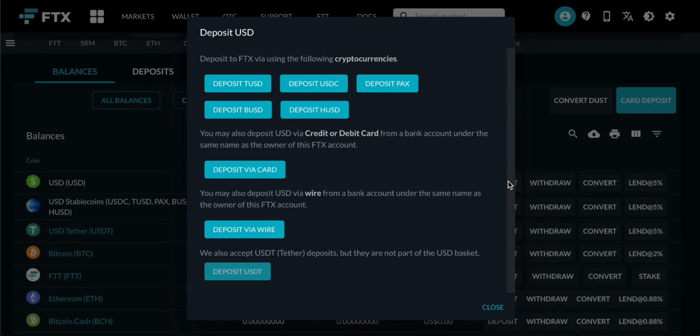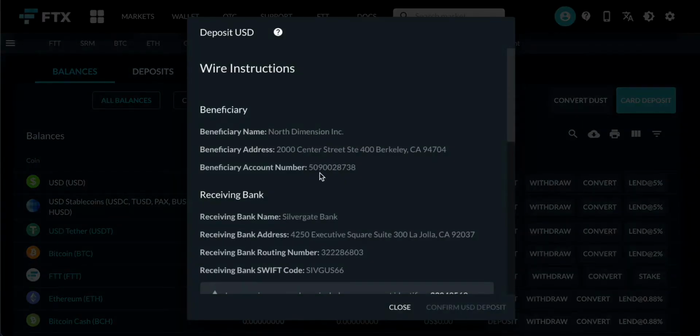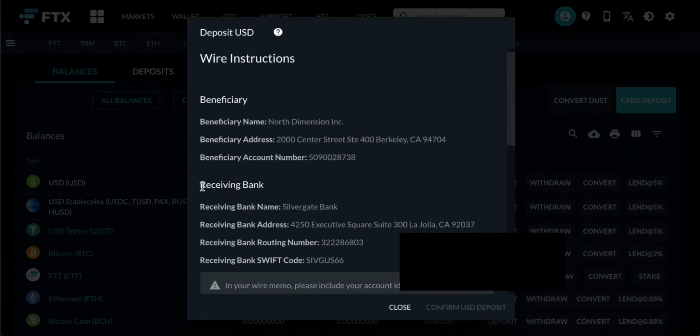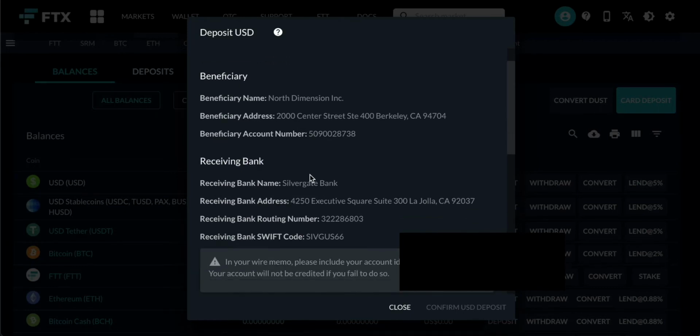So if we come to deposit once more and then choose a wire, you can see the banking information here. If you do want to deposit US dollars, then you'll have to choose this one, the receiving bank. So you have to put that information in your banking application to submit a wire to submit those USD funds. You can see all of the banking information for FTX right here. You have to use the receiving bank and not this beneficiary bank up here.